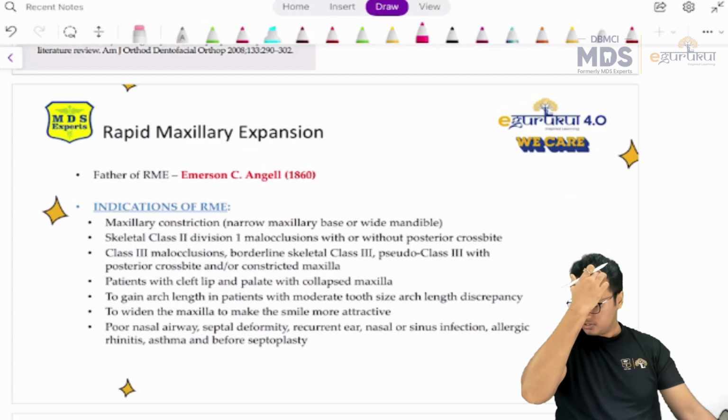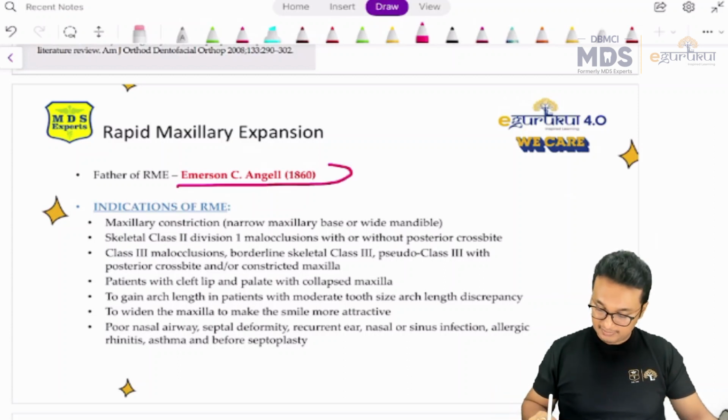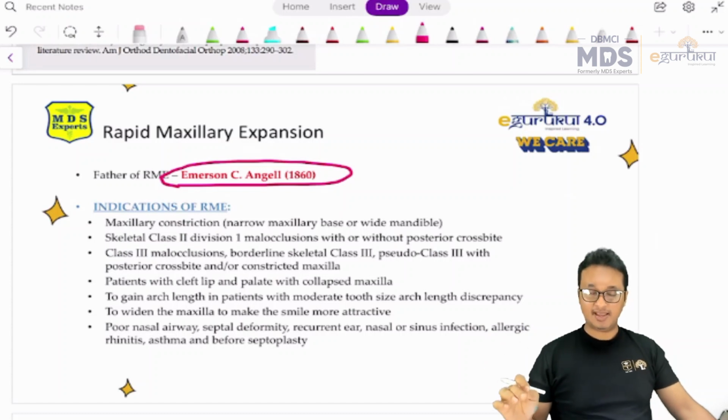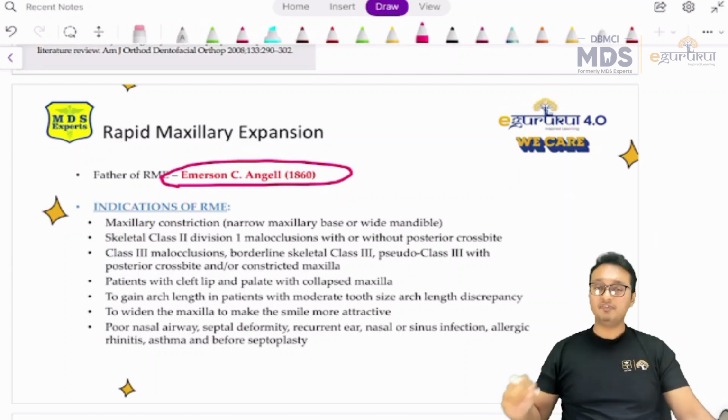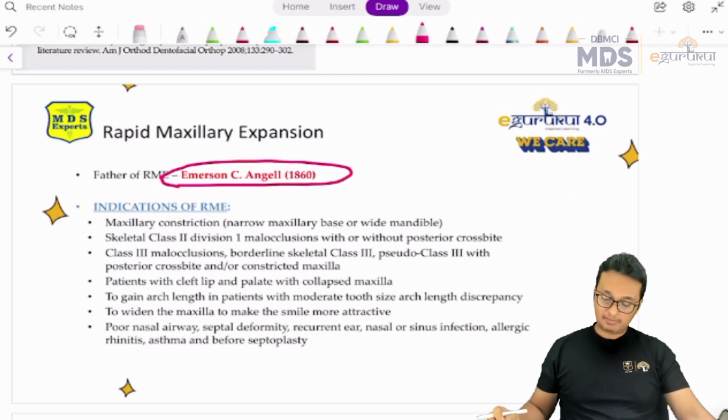Rapid maxillary expansion. Who is called the father of RME? It's Emerson C. Angell. There are two people: Edward H. Angle, who is called the father of orthodontics, and Emerson C. Angell, who is known as the father of rapid palatal expansion. Now, what are the indications of RME?